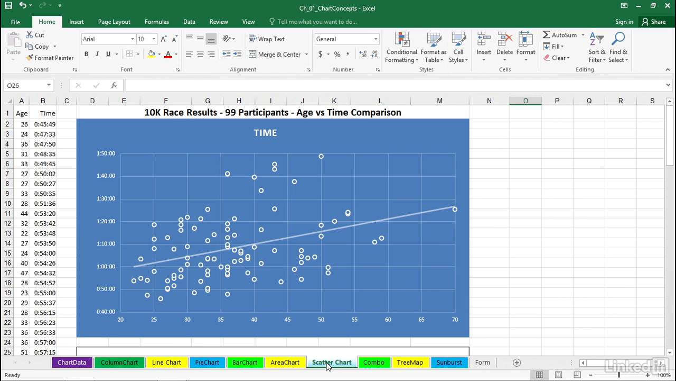A scatter chart here. You can see pretty quickly what's going on. We're comparing the ages and times based on participants in a race. We see how that's breaking out. And there's a trend line in there also to suggest the older you get, the longer it's going to take. And I think we all knew that anyway, didn't we?